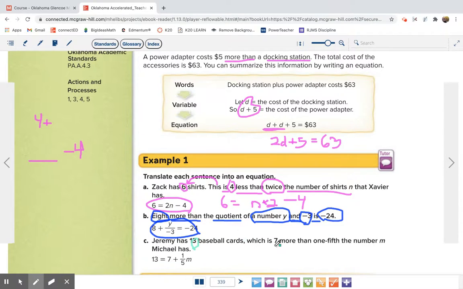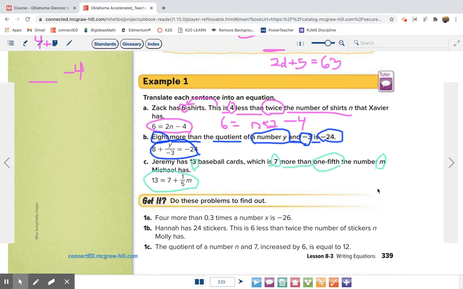That doesn't really tell me anything, which is, there's that keyword is, so 13 equals 7 more than, so 7 plus. That part isn't super difficult. Then we get into this where it says 1/5 the number M Michael has. So more than, 7 plus 1/5, that's a number, 1/5 the number M. Since they just kind of keep talking, 1/5 M means 1/5 times M. M is also a number. So 1/5 M. So there is our equation for that one.